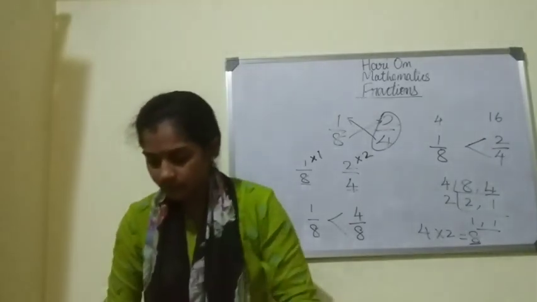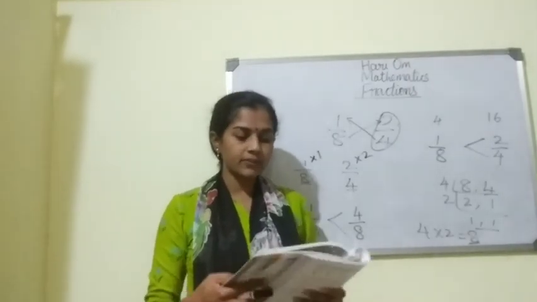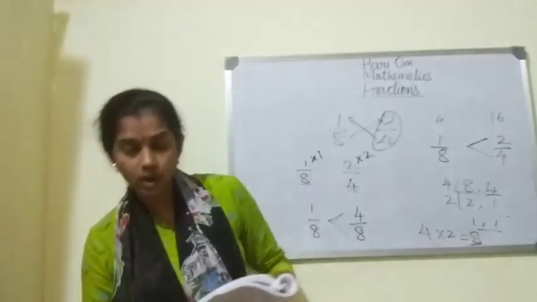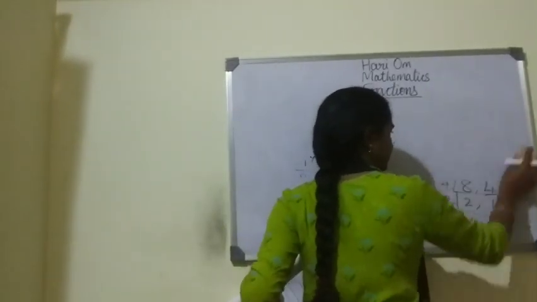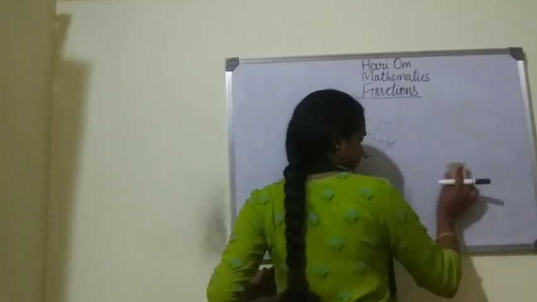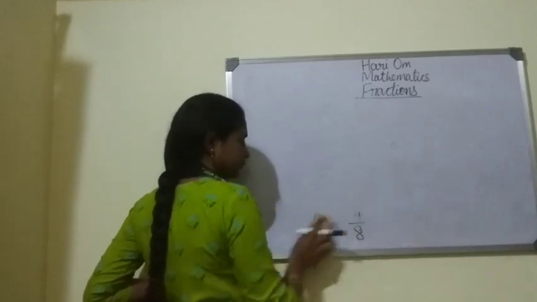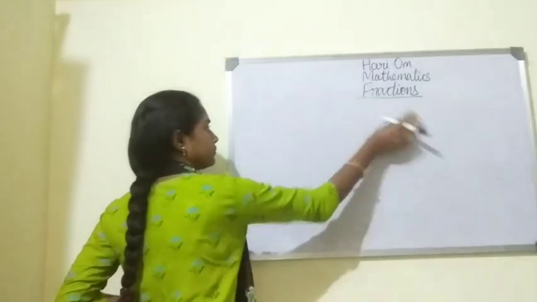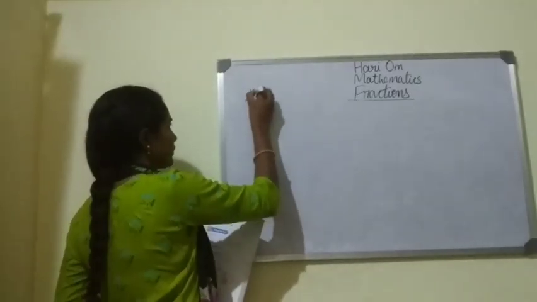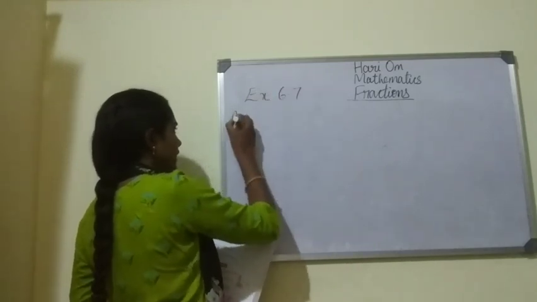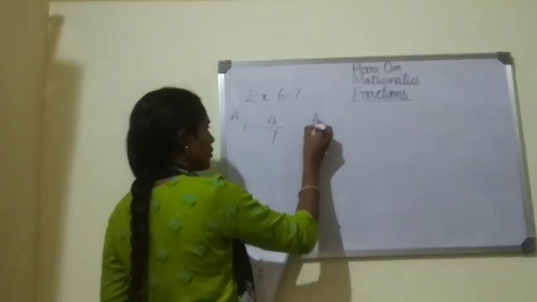Okay, now let us solve exercise 6.7. Compare the following fractions, put greater, lesser or equal to in the circles. Okay, first one: 4 by 7 and 4 by 5.